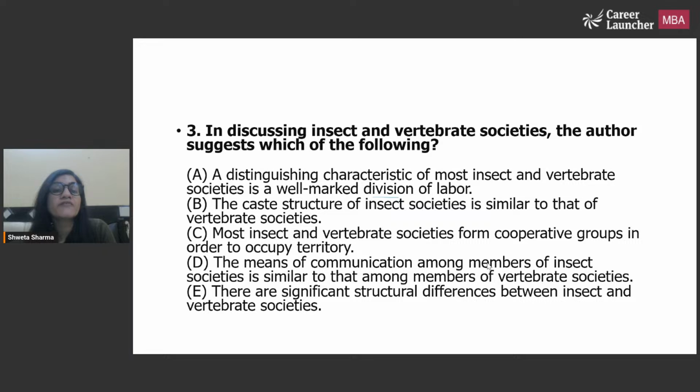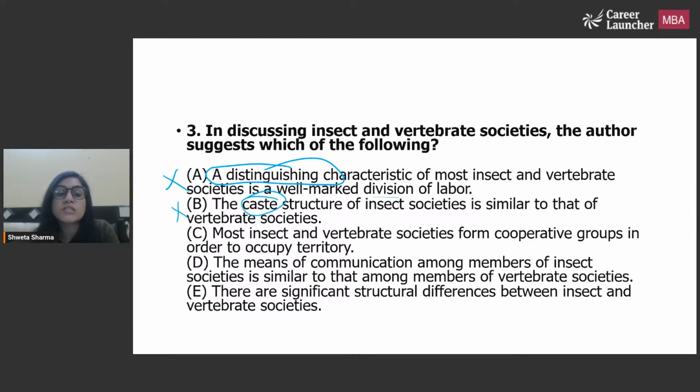Are we talking about any differences here? That's one question I have. If you do not have any differences, right? So it says, in discussing insect and vertebrate societies, the author suggests which of the following? Distinguishing characteristics of most. It's not distinguishing characteristics. It's the same characteristic that both of them have, troops. Okay, they are similar when it comes to sociobiology. Caste structure of insects is similar to that of vertebrate societies. Is it the caste structure only?